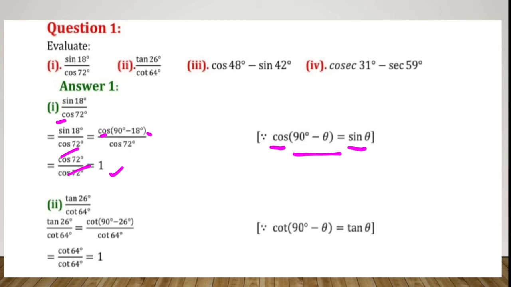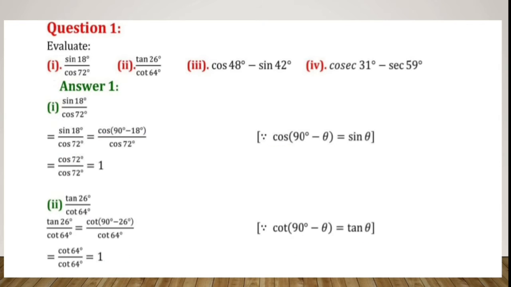Now the second part, it is tan 26 by cot 64. Again I have told you that cot is the complementary ratio of tan, that is cot 90 minus theta is equal to tan theta, or tan 90 minus theta is equal to cot theta. So by using this formula, in place of tan 26 you can write cot 90 minus 26. Again if you do the subtraction under the bracket, it will be cot 64 by cot 64, so the answer will be 1.